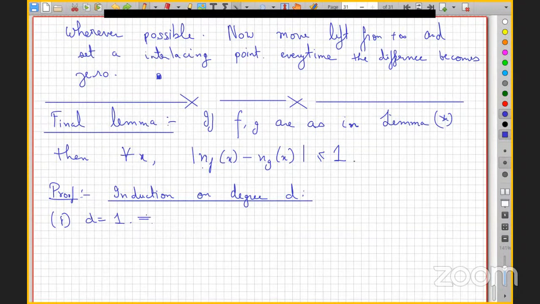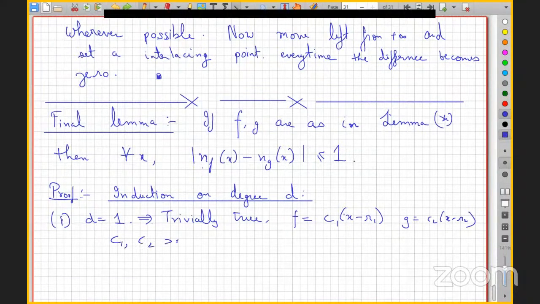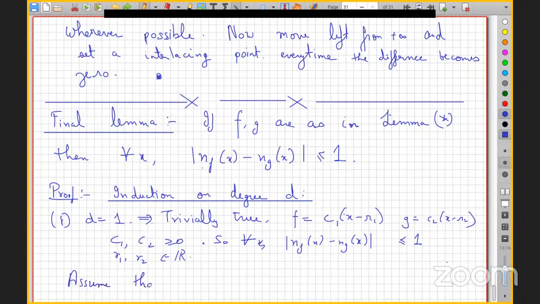So d equal to 1 is trivially true, because f is something like c1 times (x minus r1), and g is equal to c2 times (x minus r2). So for every x, n_f minus n_g is at most 1. Okay, so d equal to 1. Now suppose that the statement is true for degree d minus 1.